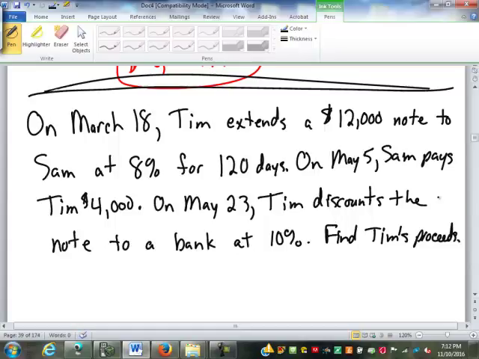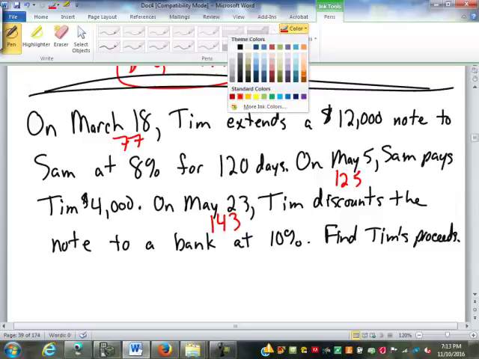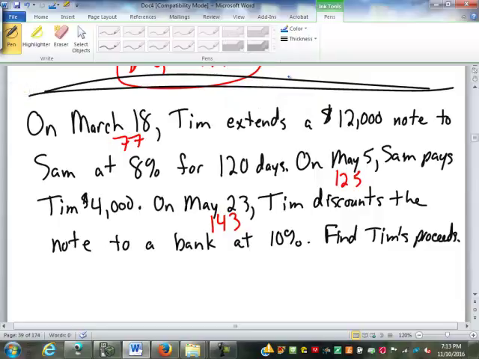Anybody have any clue where to start with this one? Okay. Somebody want to look up the dates for us? The March 18th? 77. March 18th. May 5th? 125. And May 23rd? 143? Okay. There's a step that we have to do before we start our process here. We have to actually define the note that is being discounted.